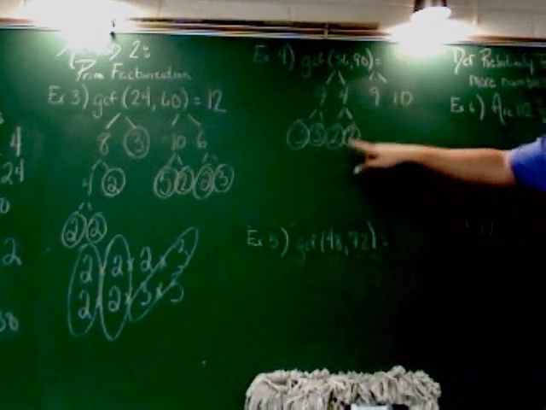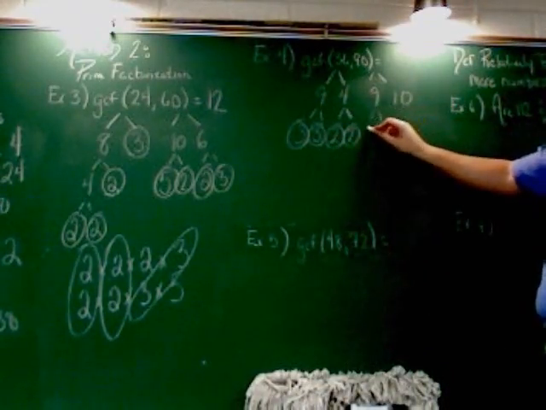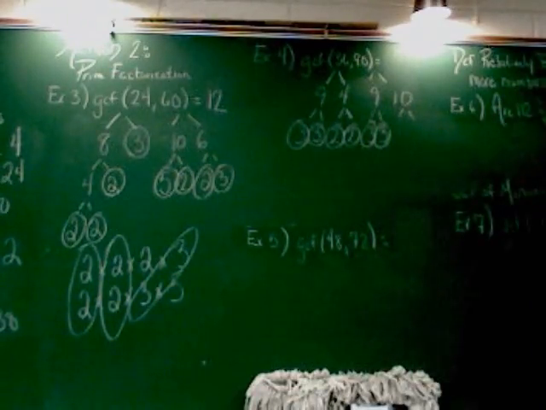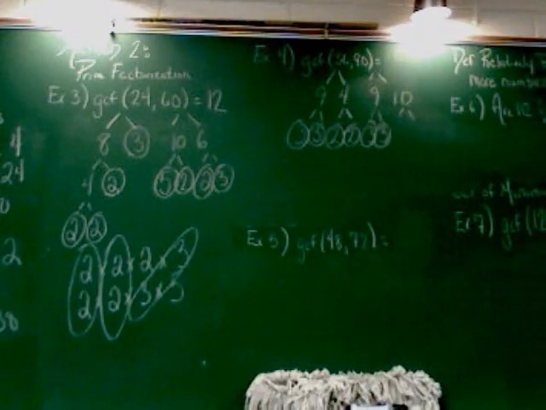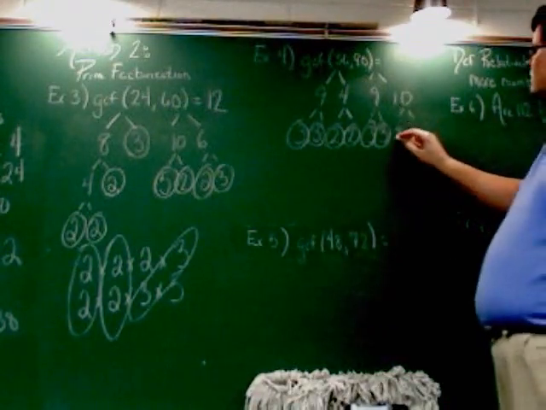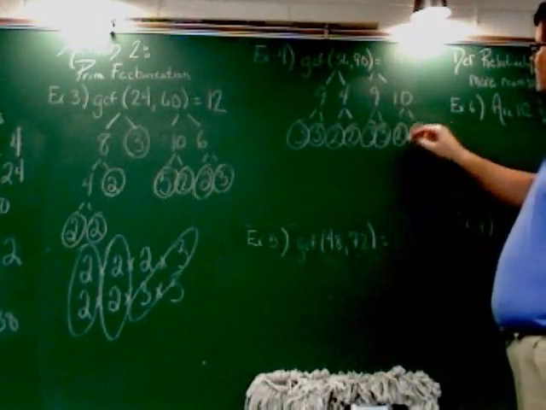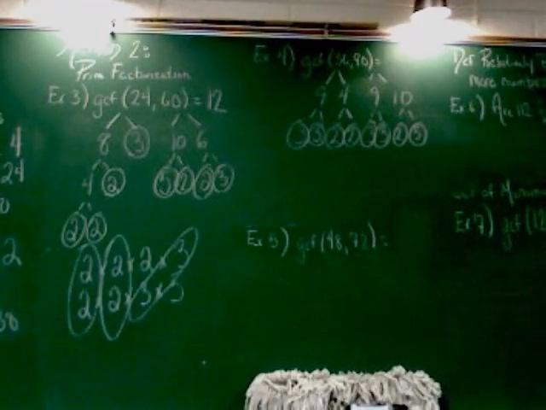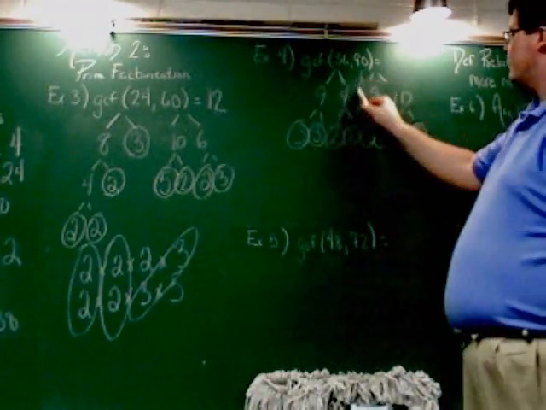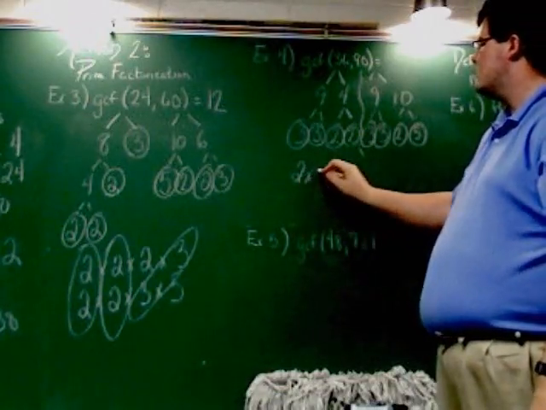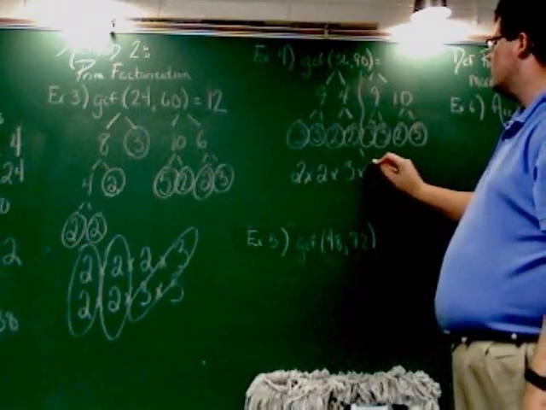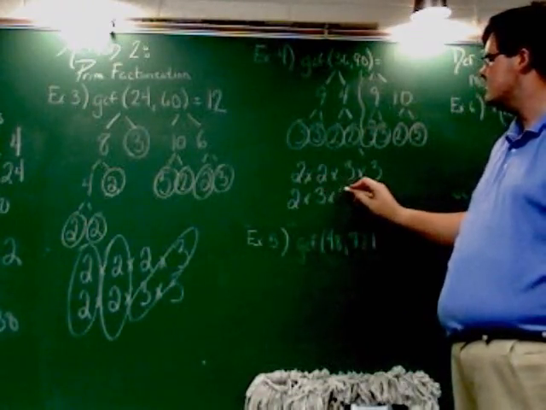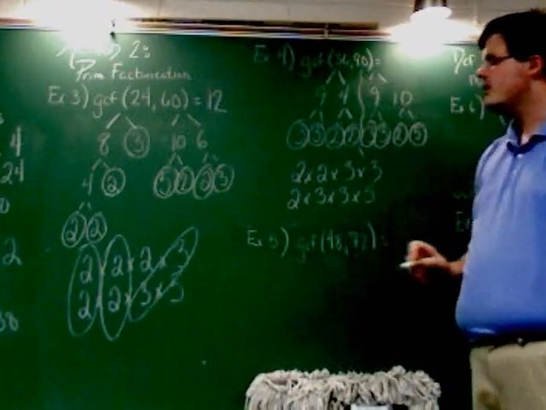Alright. Now we said over here that 9 breaks down as 3 and 3. That one's done. 10 we can break down though. Brianna, break down 10. 5 and 2. Alright. So that's step 1 done. The next step, write the factorization in ascending order. So over here I've got 2 times 2 times 3 times 3. Here I've got 2 times 3 times 3 times 5.